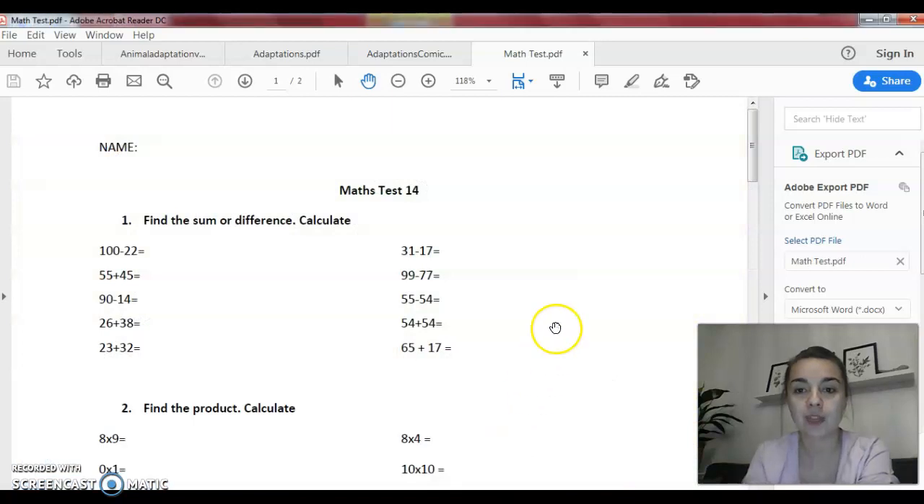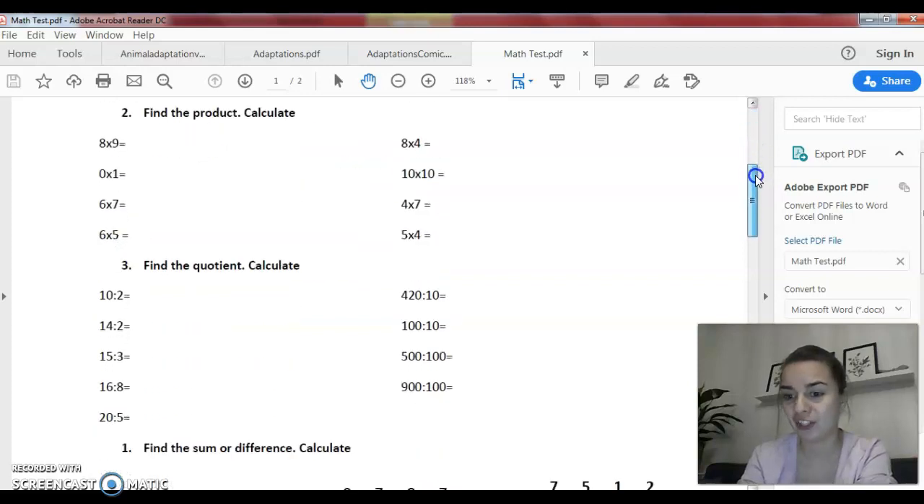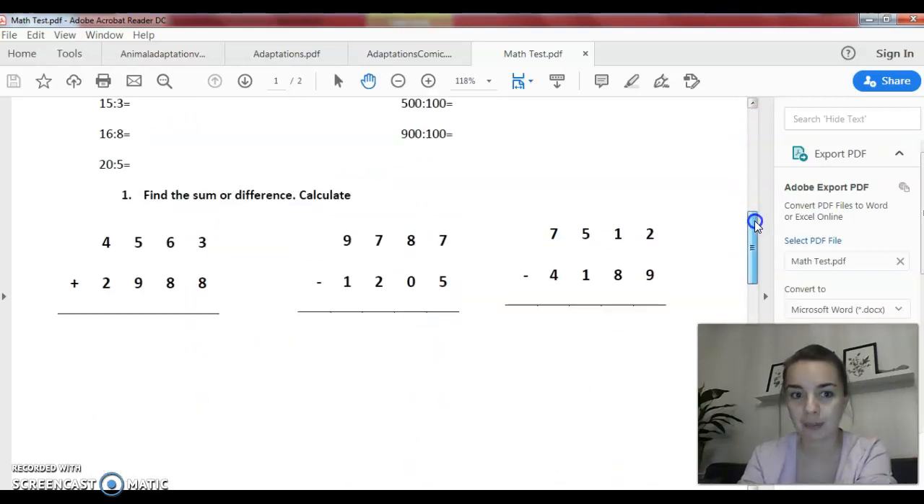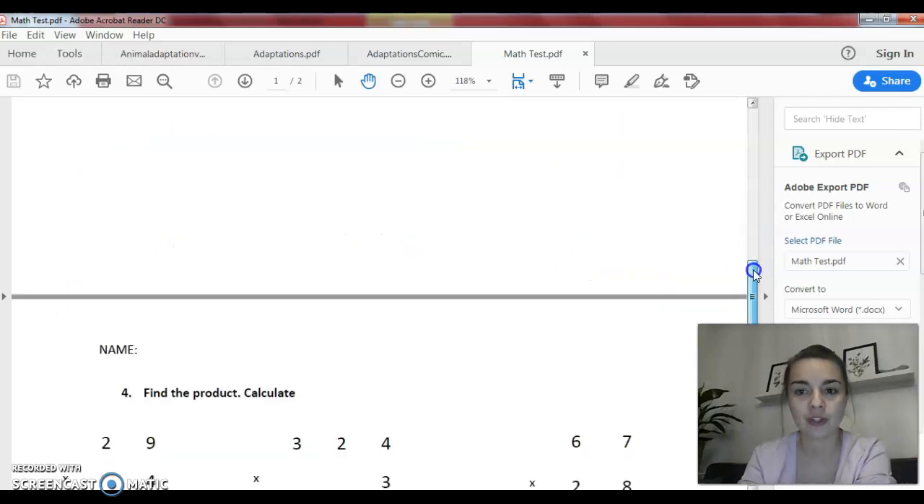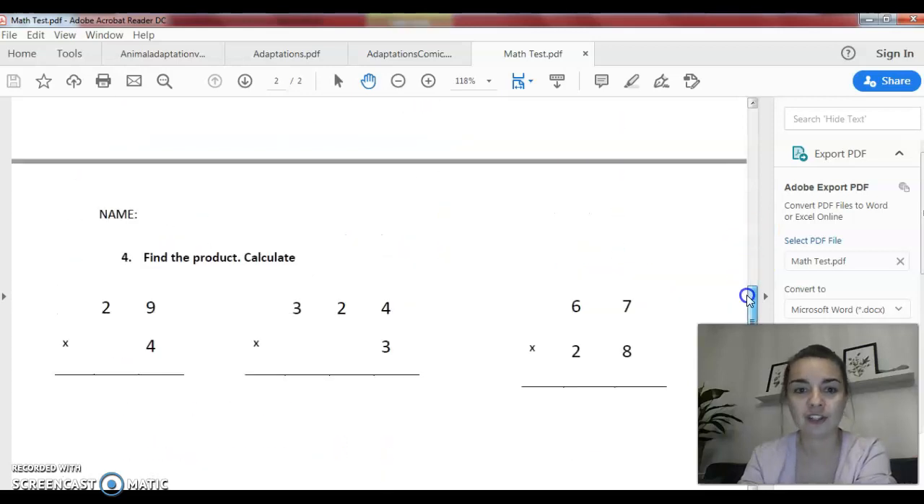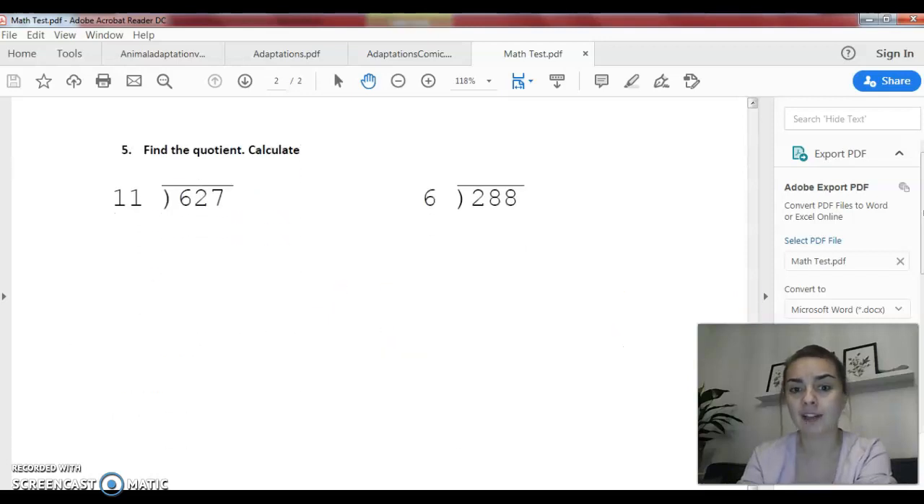It is attached. So there are the tasks like we usually have: addition, subtraction, multiplication, division, long subtraction, and long addition, long multiplication, and long division.